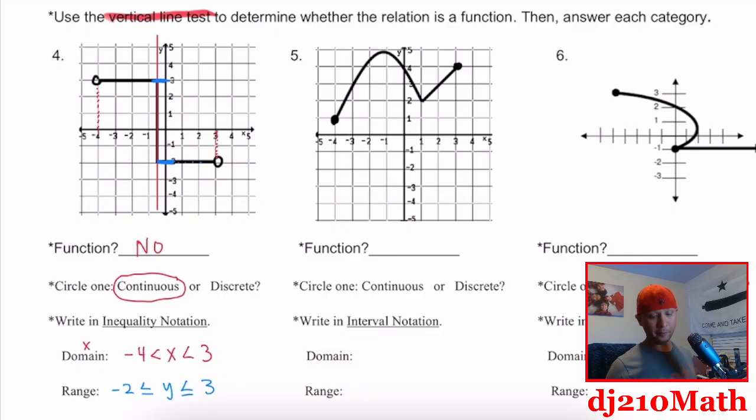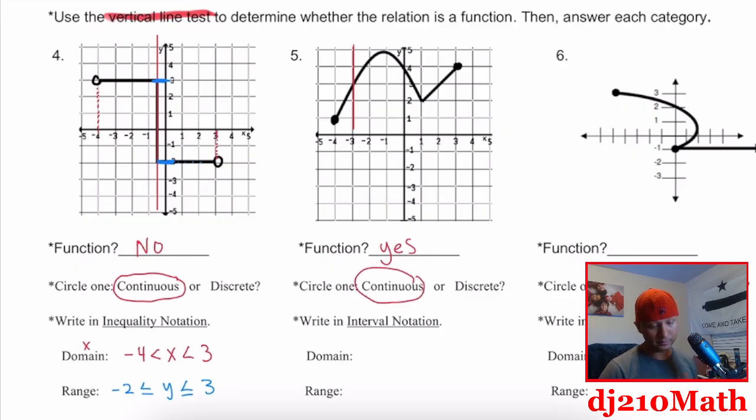Okay, for number 5, vertical line test. If I draw a vertical line, can I do what I want to show you? Yes, I can. No matter where we move the vertical line, it only touches the graph once. So it's safe to say that, yes, this is a function. And it is continuous, right?